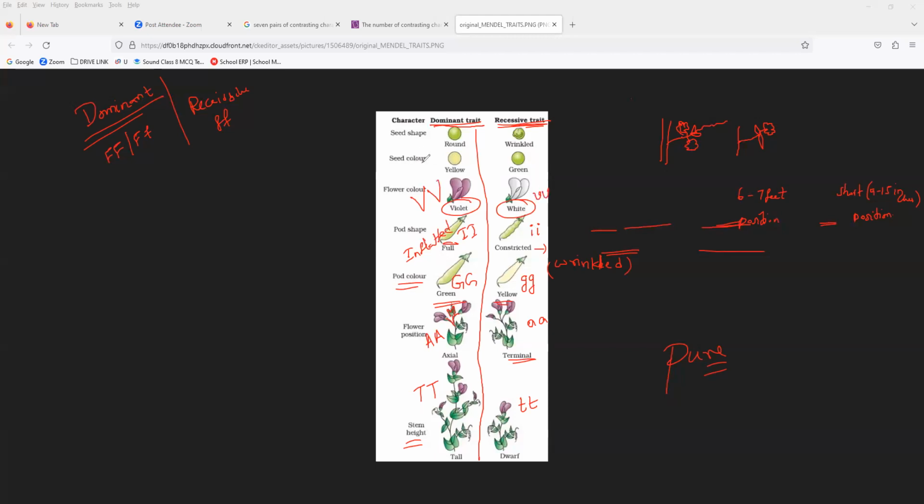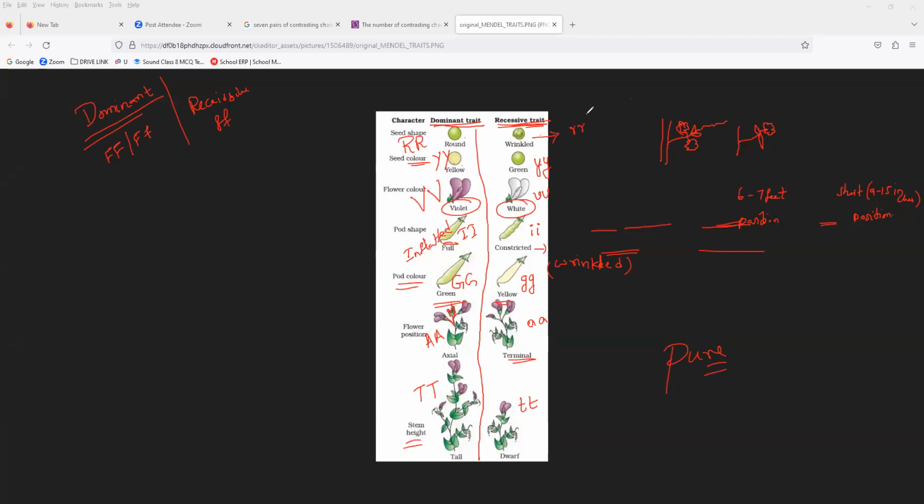Next, seed color: yellow and green. And here, round and wrinkled. So yellow, I will take it as what? Capital Y. Green: small y. Round: capital R. Wrinkled: small r.